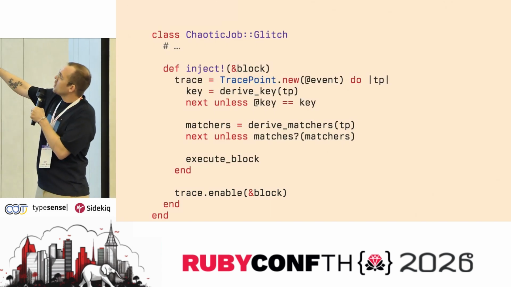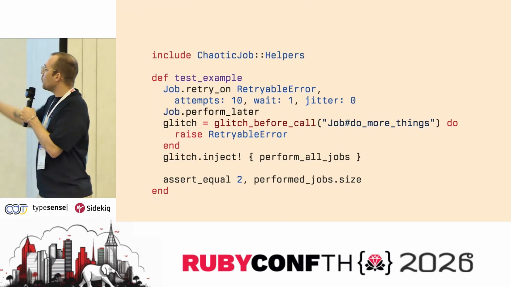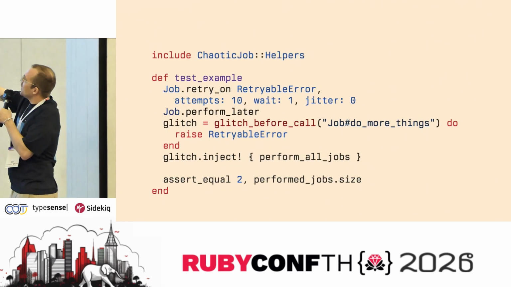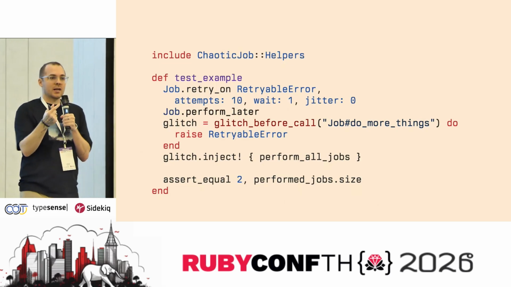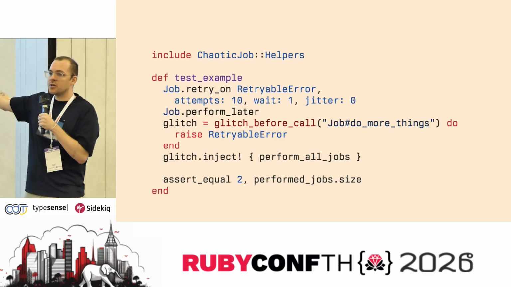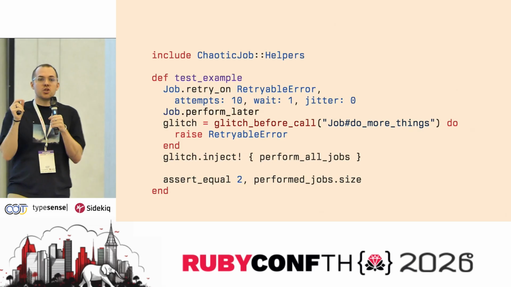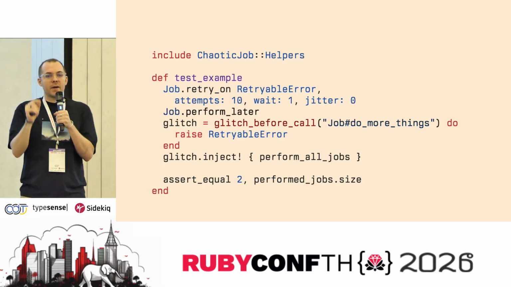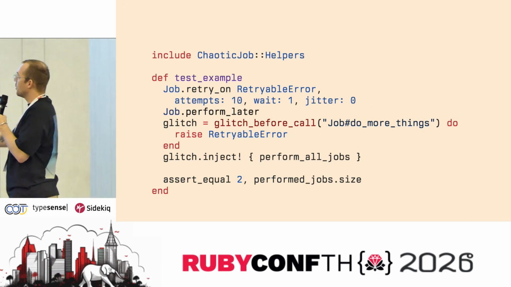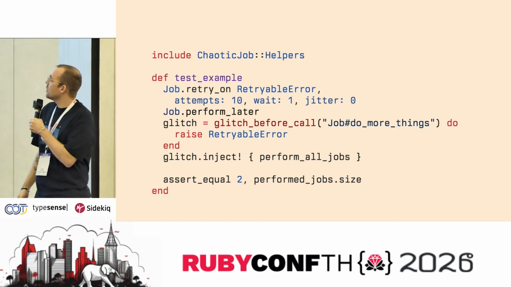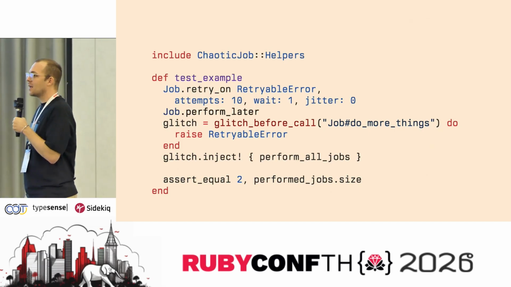So this is what it looks like to inject a glitch. It's just a layer of convenience on top of TracePoint. But what it does for us here is that it allows us to define a glitch that's going to raise an error, and we can inject that glitch whenever we perform our jobs. So now we have a declarative way to inject side effects into our existing Ruby programs without having to modify those programs. We can just modify them as they run. This is super helpful. This allows us to define failure scenarios.